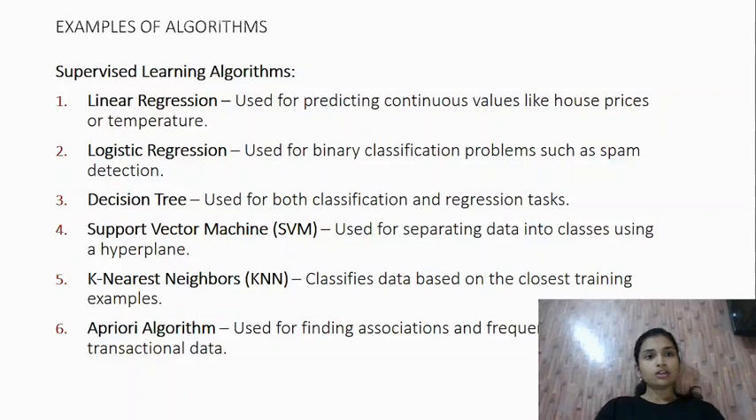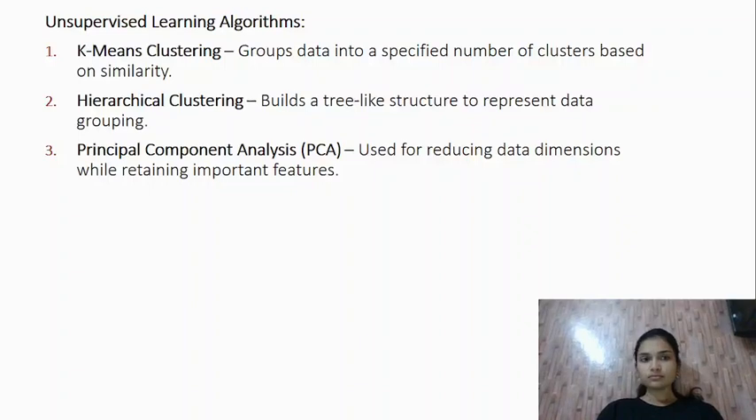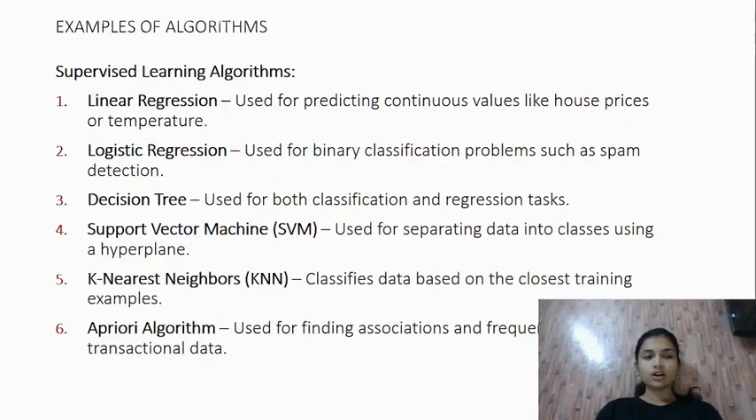Examples of algorithms. Supervised learning algorithms. First is linear regression, used for predicting continuous values like house prices or temperatures. House prices: we predict the prices of houses from a table in which it is mentioned how many BHK and how many square feet the flat or house has, and what the price is. Then we will predict the data. Now, in this, we also predict the temperatures.